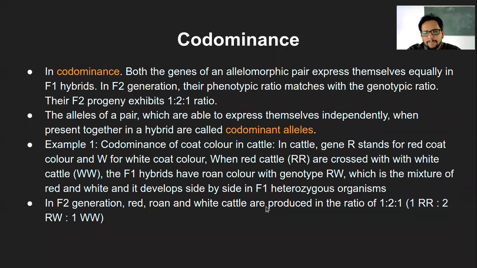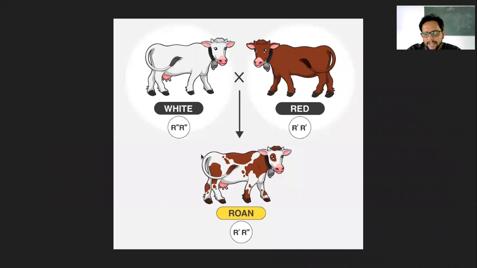Then codominance: both the traits express themselves equally, and again the phenotypic ratio changes to 1:2:1, apart from 3:1. In this case, we had seen that when the white cow and the red cow are crossed with each other, what you get is the roan. Both of them are dominant, that is, the white coat color and the red coat color. So in the next generation, what you get is the roan color, with patches of red as well as white.